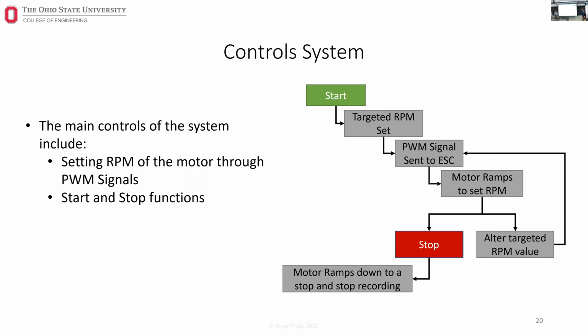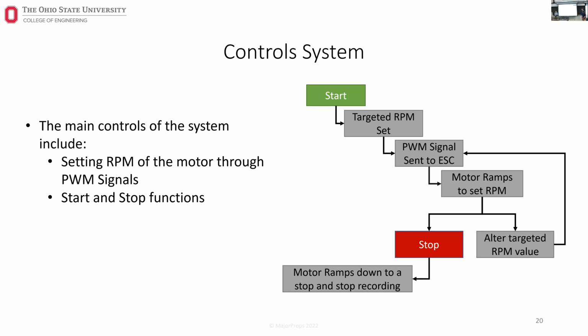So once you initiate the system by starting the start function, you'll be able to select a targeted RPM. With that targeted RPM, that will then be translated into a PWM signal that will be sent to the ESC, or the electronic speed controller. Once that is sent, the ESC will control the current and voltage accordingly to make that motor spin at the correct speed. From that, once it reaches that targeted speed, two options could occur.